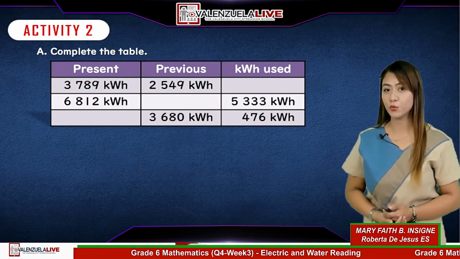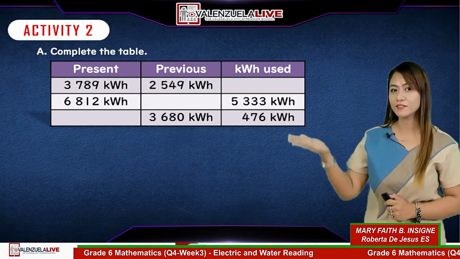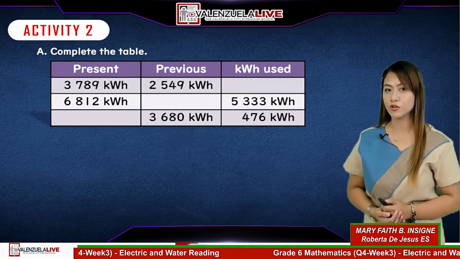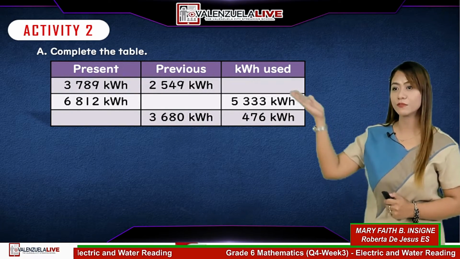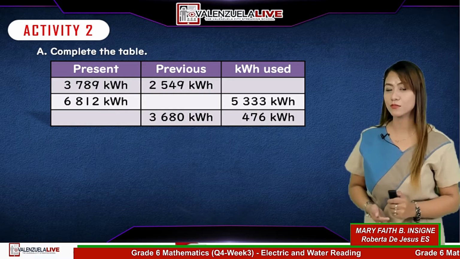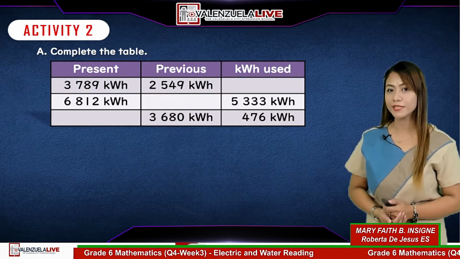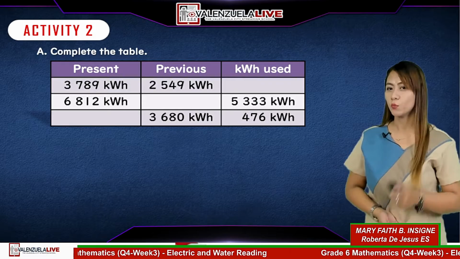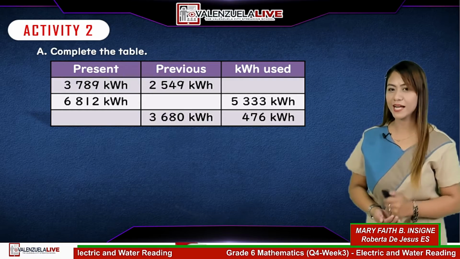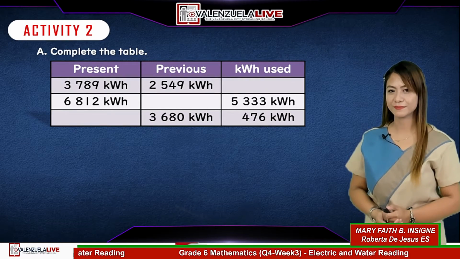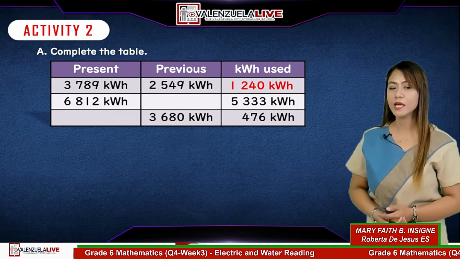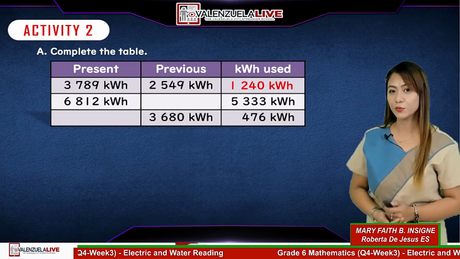For activity number 2, complete the table to find the electric consumption of the following. Number 1. Find the electric consumption if the present reading is 3,789 kilowatt hours and the previous is 2,549 kilowatt hours. We must subtract only the previous from the present reading. What is your answer? Very good. The answer is 1,240 kilowatt hours.